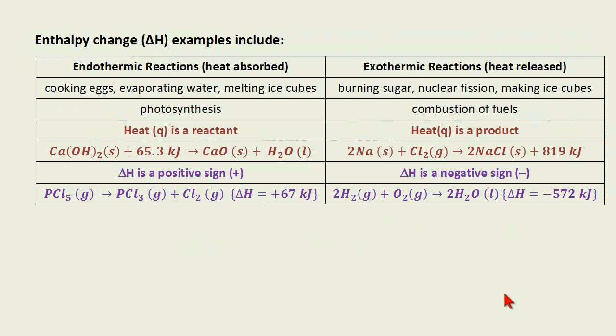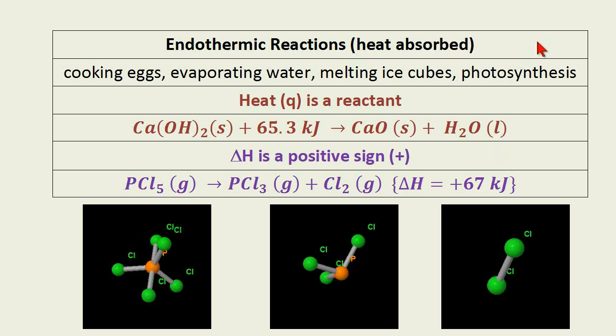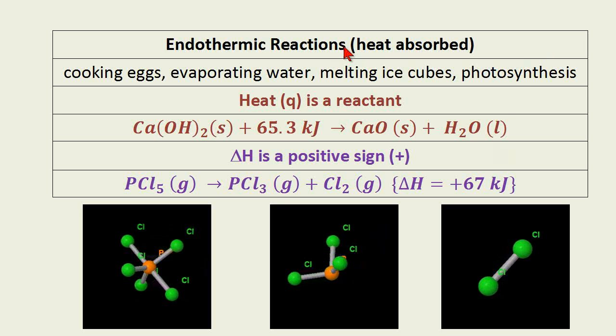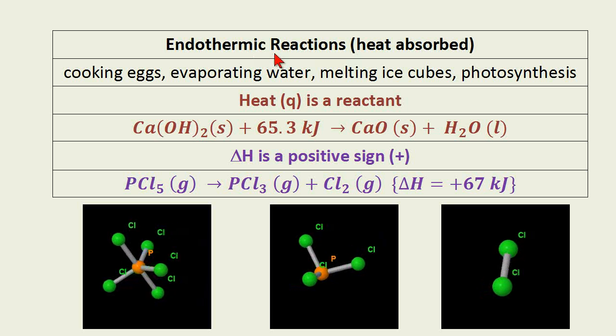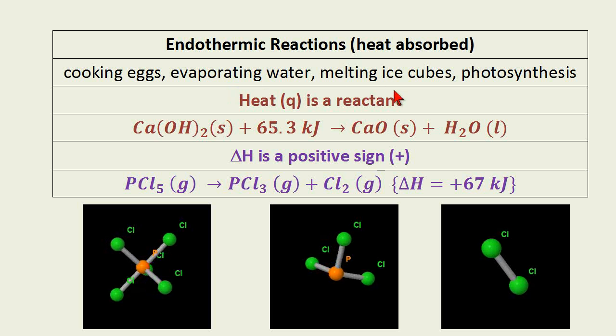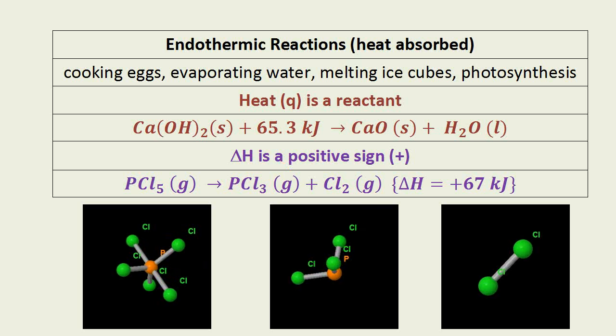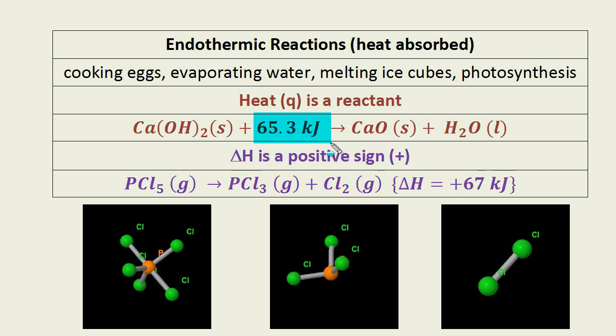Let's look at this table here, and we'll look at it in detail a little bit. Here's the first part of the table on the left, endothermic reactions, meaning heat is absorbed, common in cooking eggs, evaporating water, melting ice cubes, and photosynthesis. Heat is a reactant. It means it specifically is on this side of the equation. It's a positive sign. Let's take a look at this decomposition equation here.